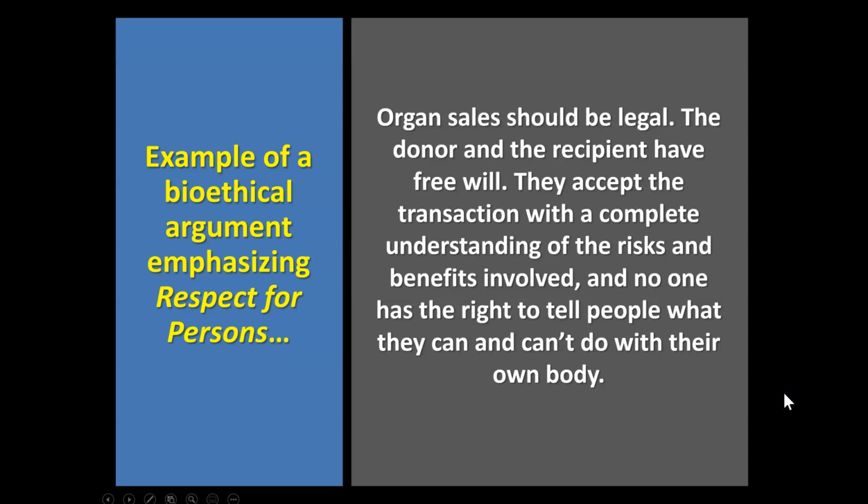So here's an example of a bioethical argument that emphasizes respect for persons. Here's the idea: bioethical arguments, any of them, are supposed to try to balance those three principles very carefully. If you imagine that each principle is like a ball that you juggle with, right? So respect for persons is one, beneficence is another, and justice is another. You're supposed to keep all of these in the air and not drop any ball when you're making these decisions. That's the purpose of these principles, right?